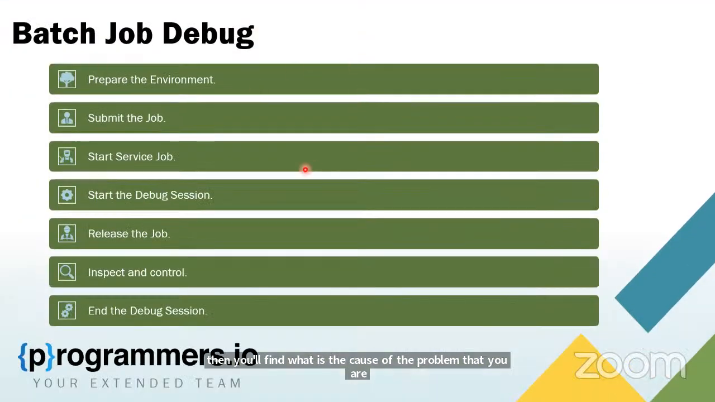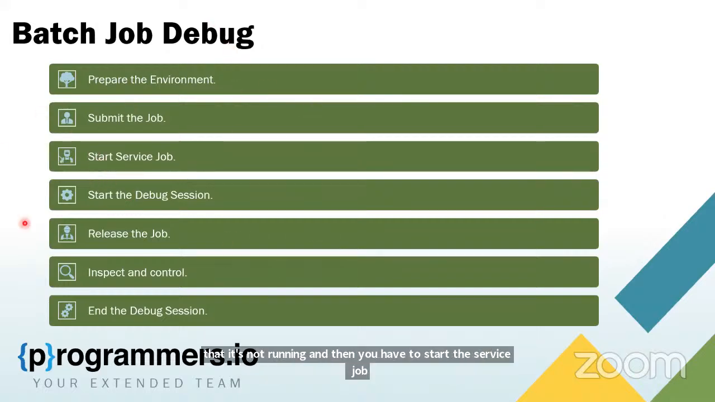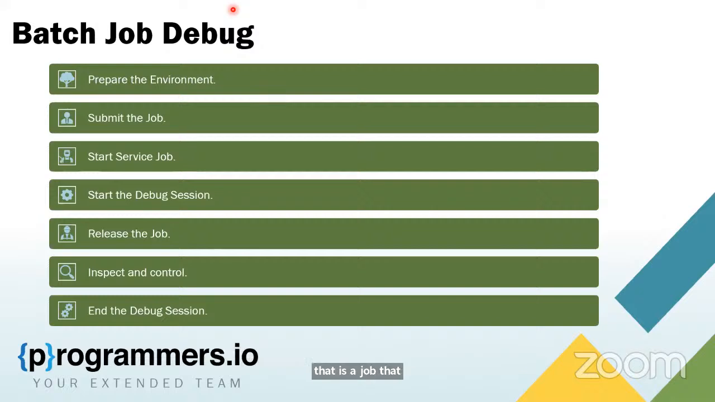Debugging a bad job is similar to interactive, but with a slight extra step. That is, you have to start the service job first. Once you submit the job, you have to put it in held status so that it's not running, and then you have to start the service job. That is a job that works on this submitted job itself.